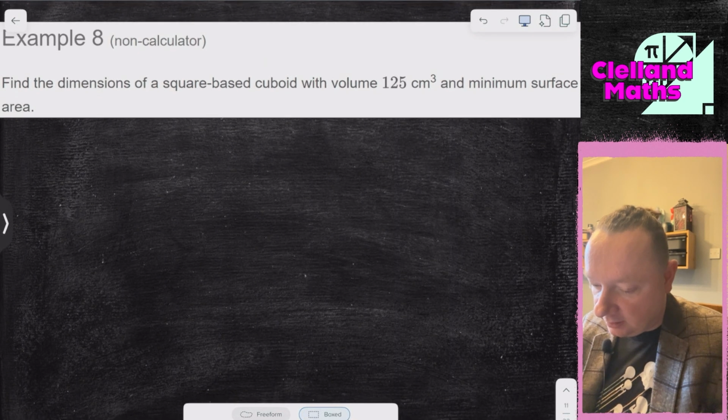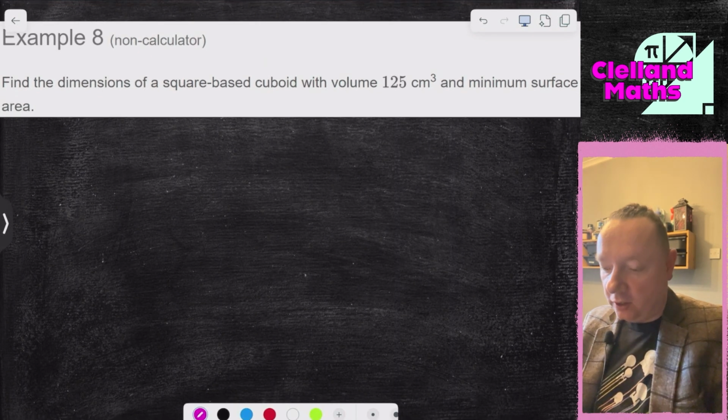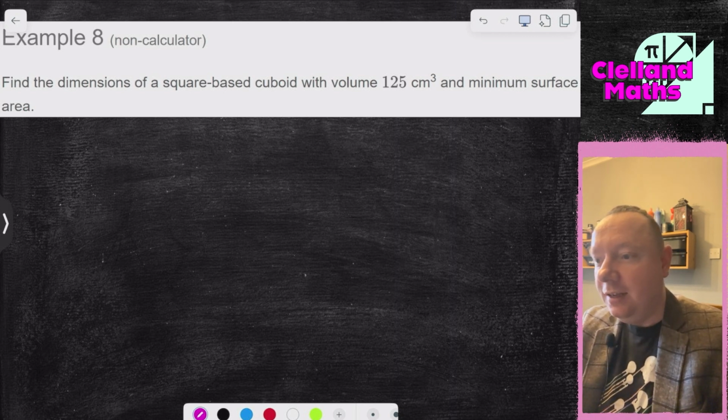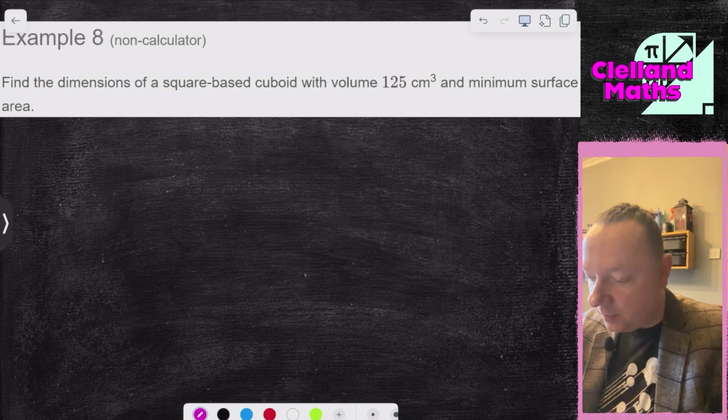Okay, example 8 says, find the dimensions of a square base cuboid with volume 125 centimeters cubed and the minimum surface area. That doesn't sound fun, does it? Let's try it. This is obviously optimization. If it says minimize or maximize something, you want to optimize it.